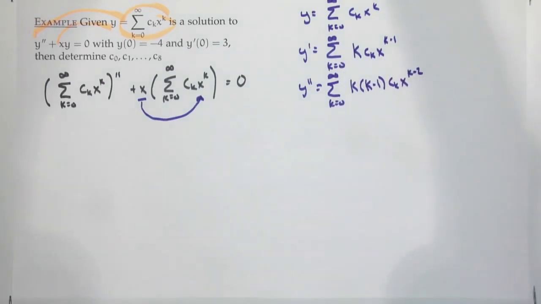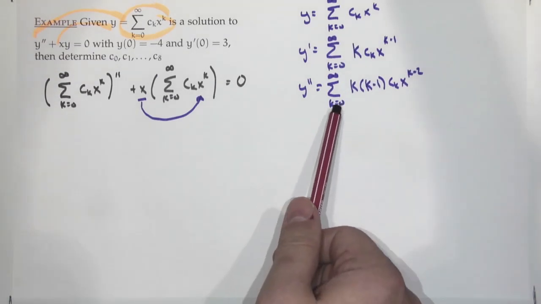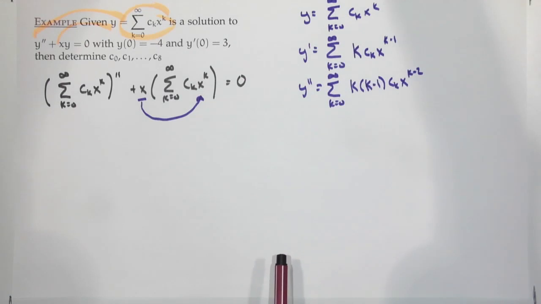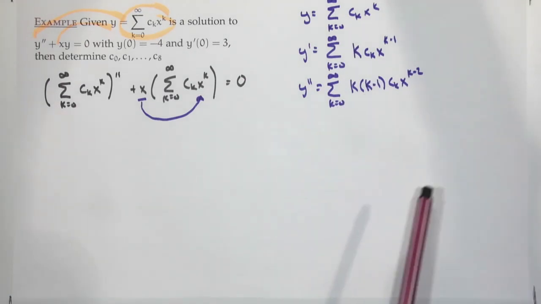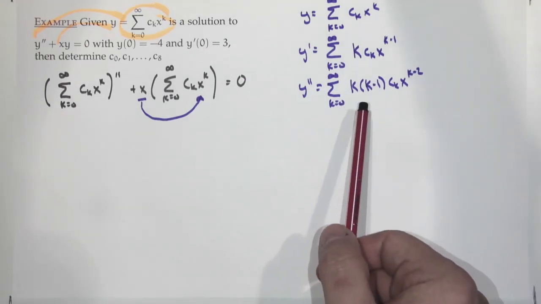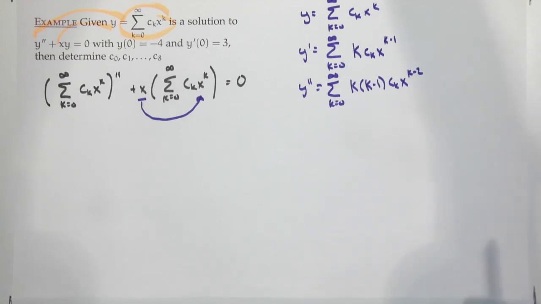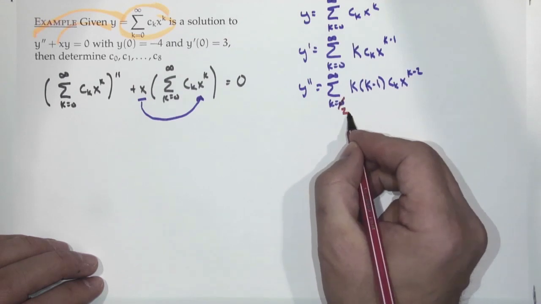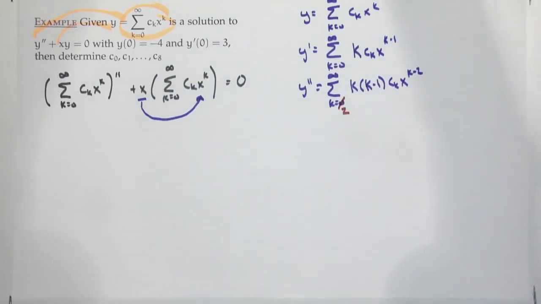Now, on a side note, we start at 0 for our sum, but what happens when we plug in 0? We get k equals 0, goes away. What happens when we plug in 1? We get 0. So what can we do with this sum? We can start at 2. We don't have to, but we can.